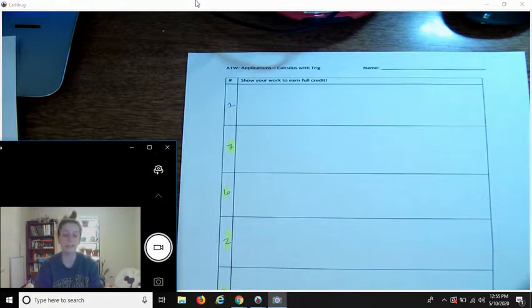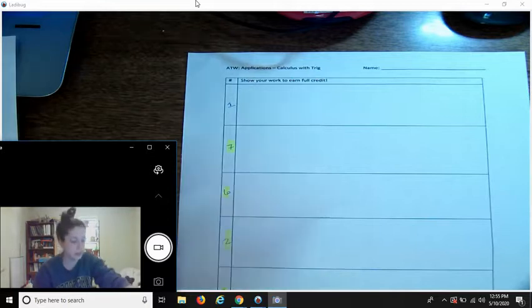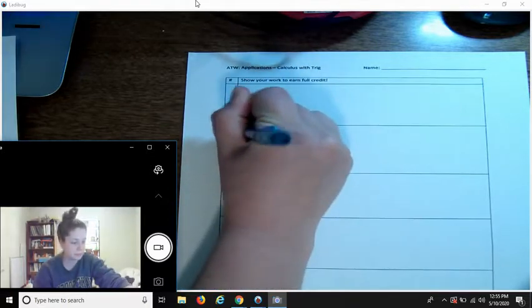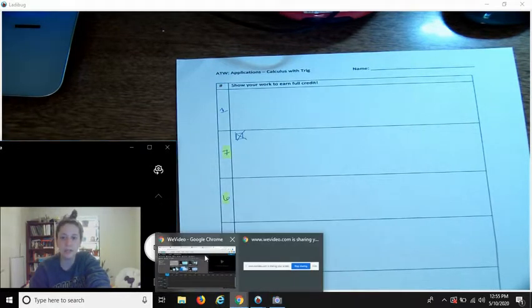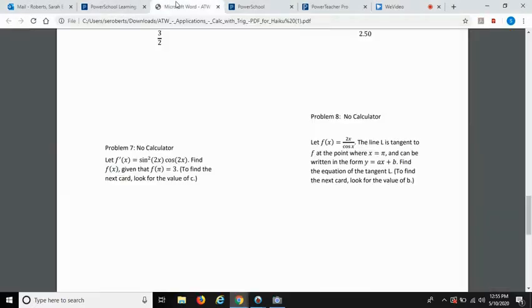Okay. Number 7. So this was calculator inactive. And I'm probably going to have to flip back and forth, because I don't have the document printed out. Let me look. Here we go.